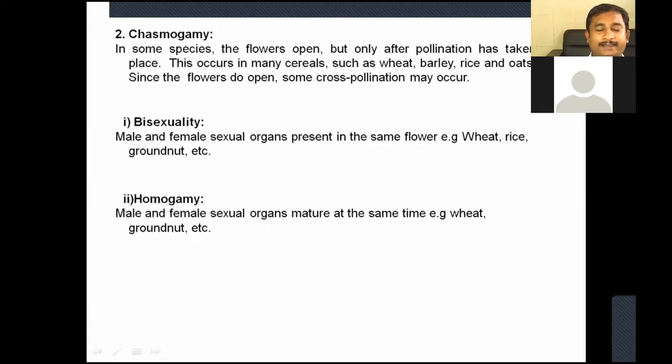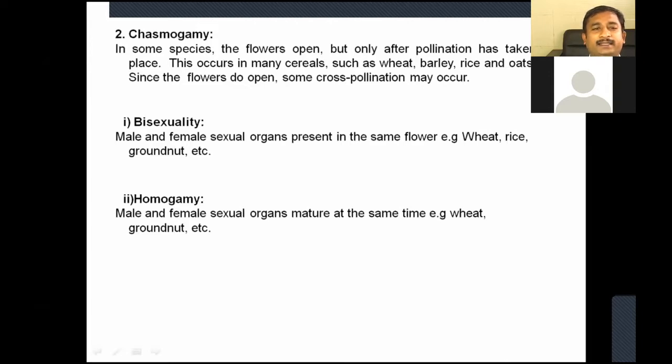Why? Even though self pollination promotes homozygosity, when homozygosity is there, there is an accumulation of lethal alleles, and that may be detrimental for the crops too. So in such cases, this kind of cross pollination will help in the production of recombinants, and those recombinants withstand the natural calamities.